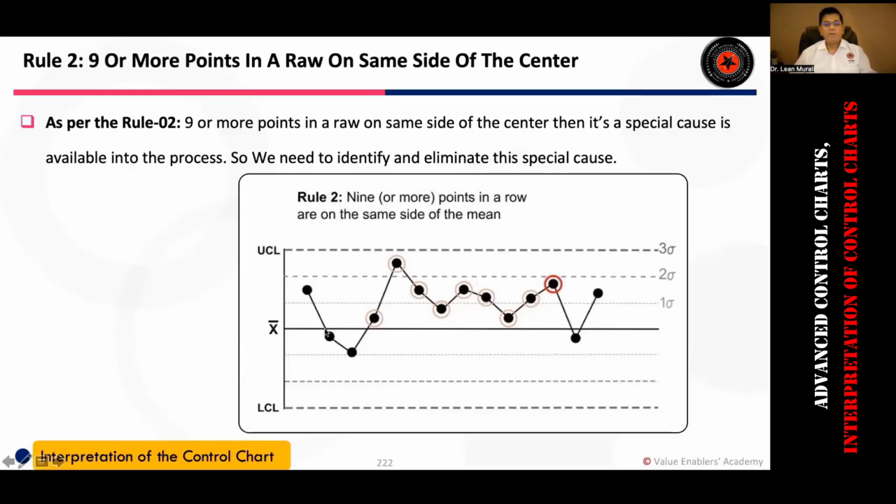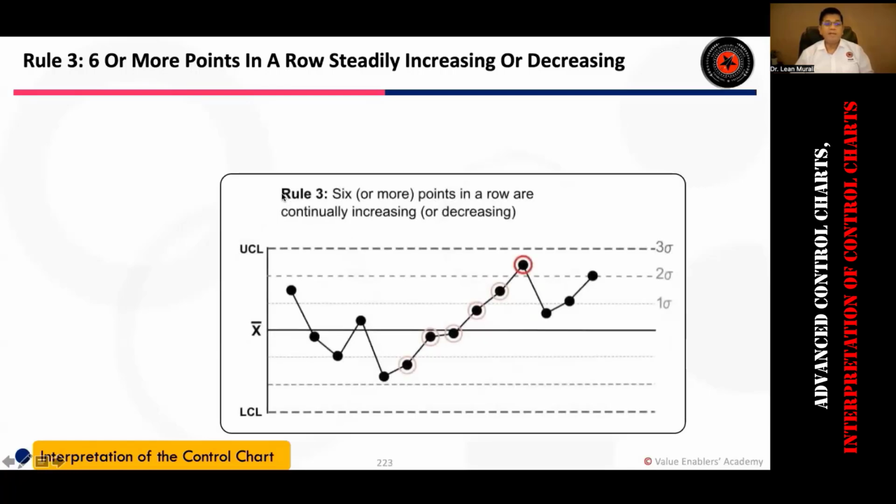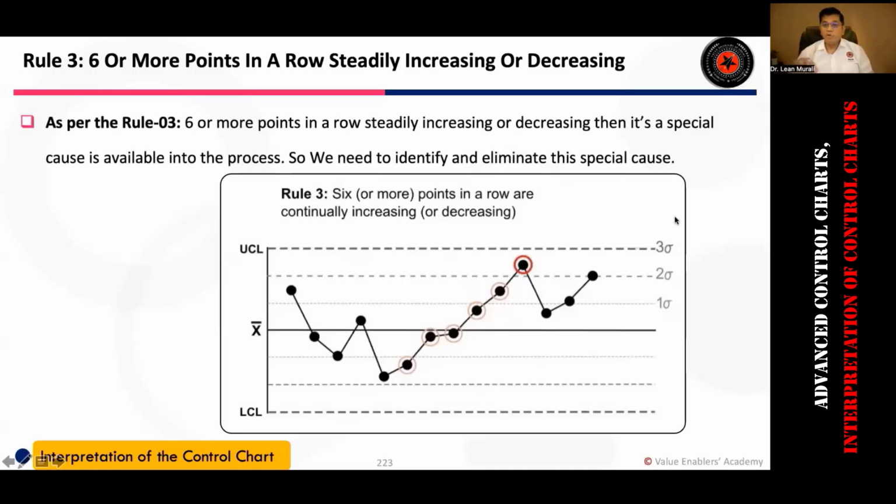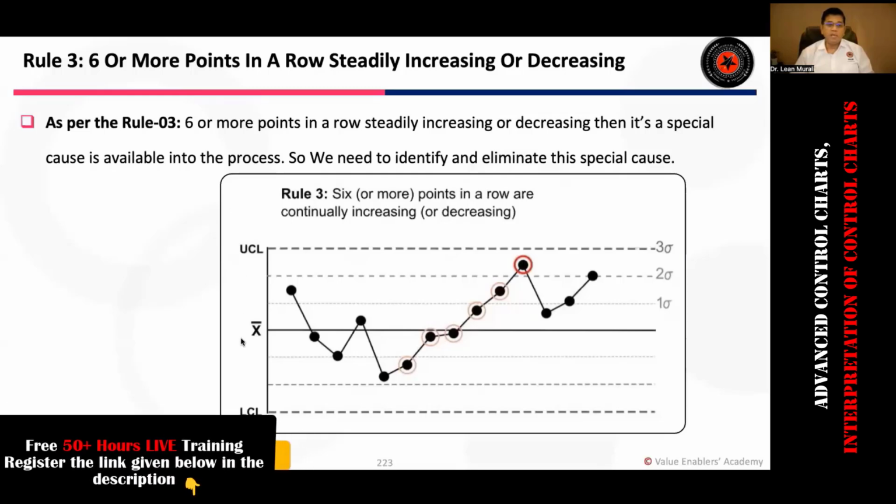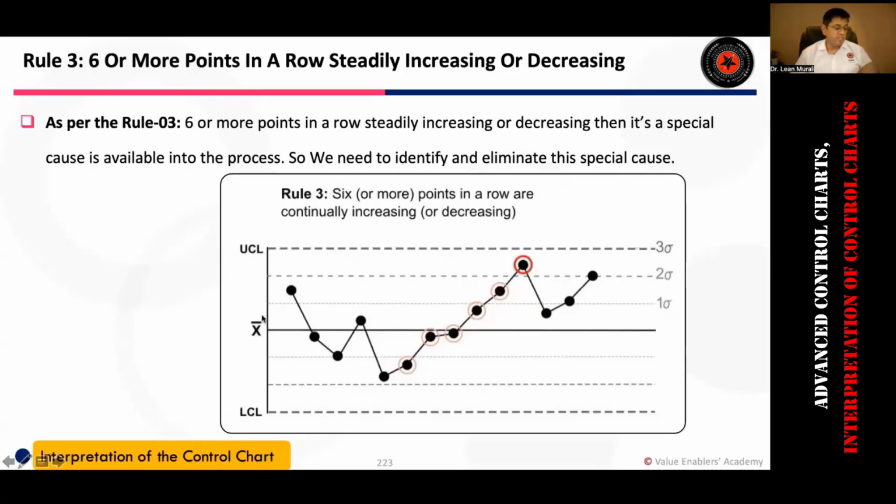Great. Let me go to rule 3 now, because I need to cover all the rules. Now, 6 or more points in a row steadily increasing or decreasing, irrespective of the center. If you see here 1, 2, 3, 4, 5, 6 increasing points, that is an indication of special cause. So we need to identify and eliminate the special cause. If rule 3 is clear, all of you type R3-CC in the chat box. Rule 3 is crystal clear.